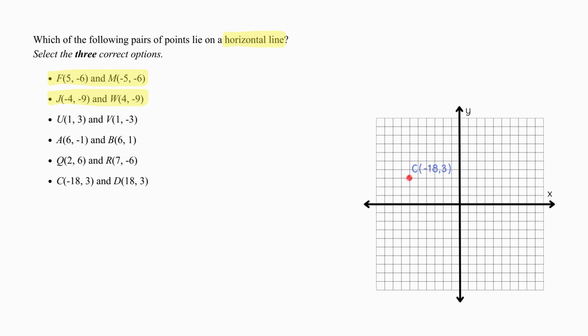C -18 3 and D 18 3. Both y values are 3. This is a horizontal line. So the three pairs that lie on a horizontal line are F and M, C and D, J and W.